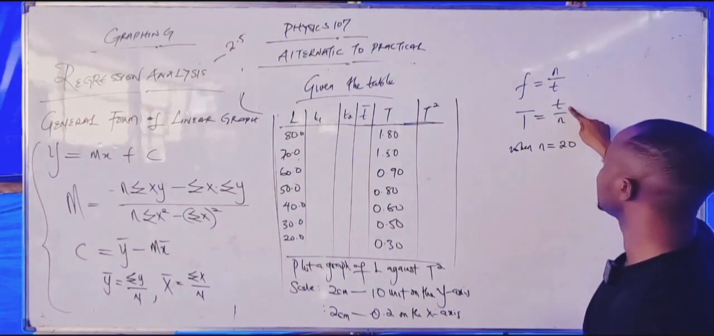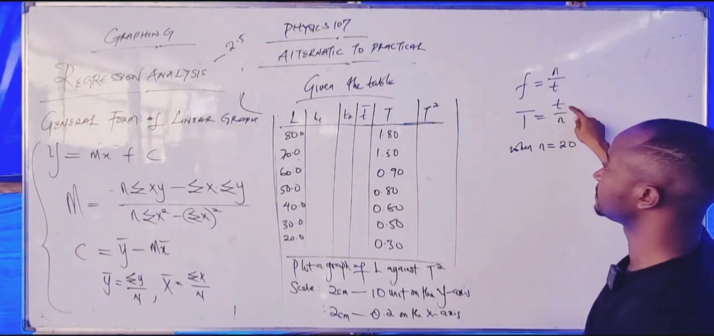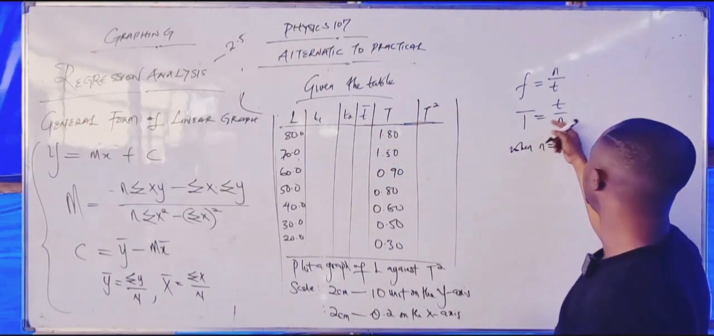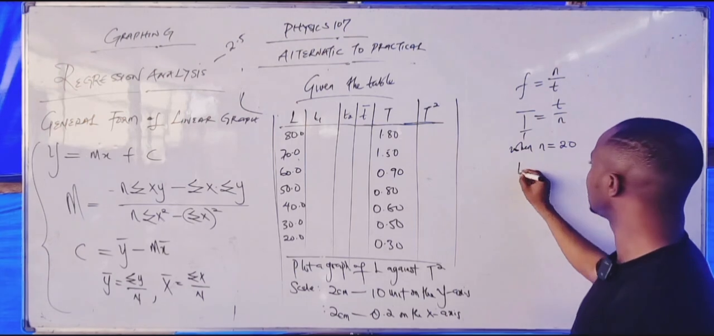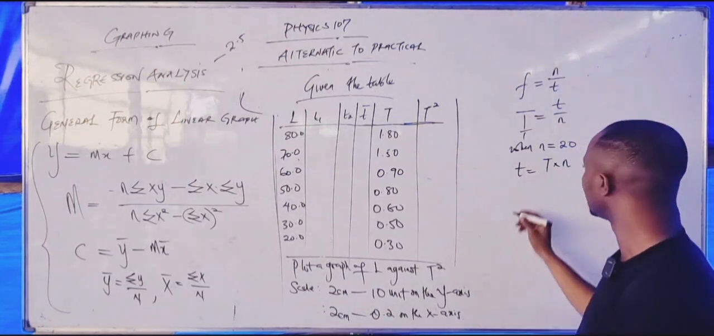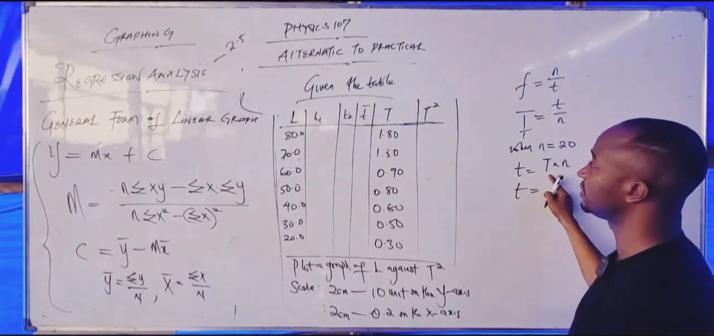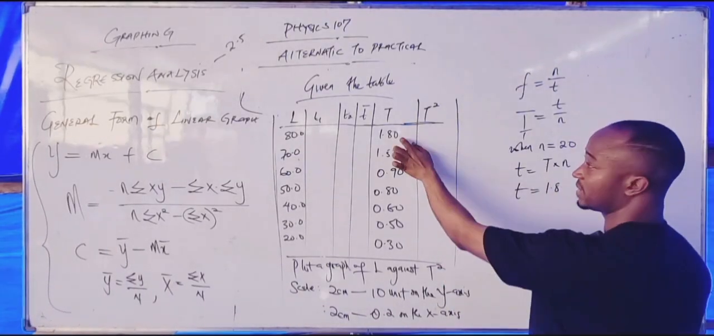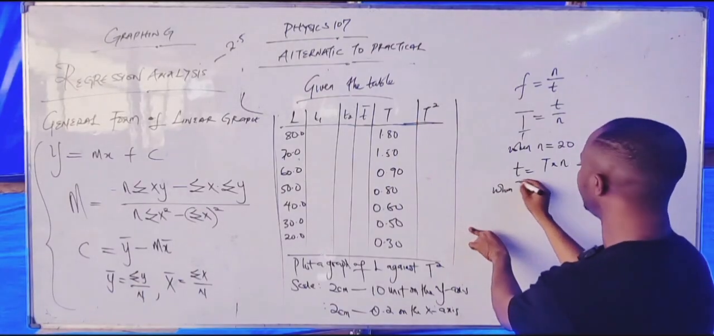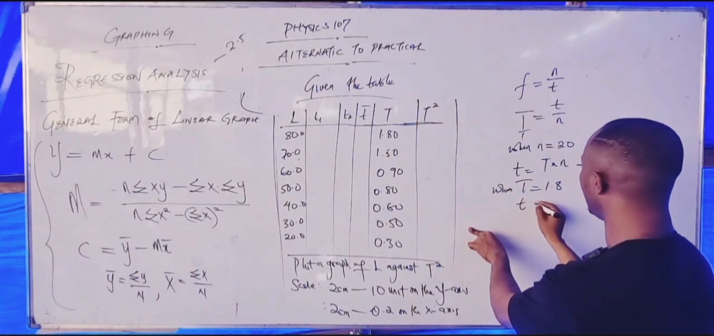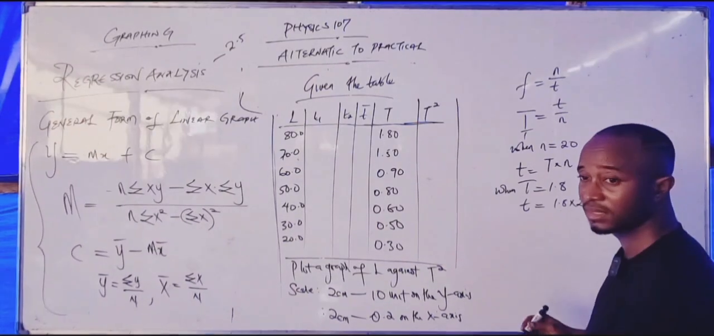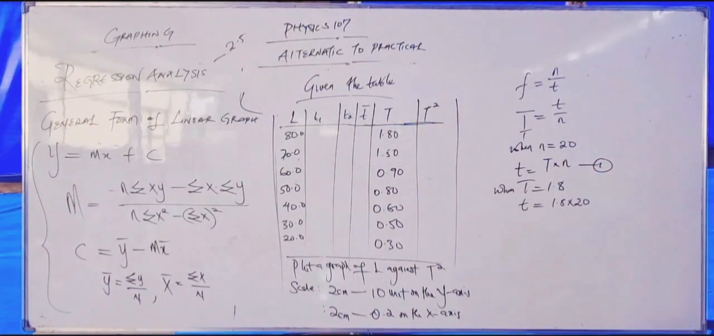Now look at this. This T here represents the average. Are you following? That means I'm going to make t the subject. So my small t becomes my big T times n. What is our big T? 1.8 for the first one. So I'll come here, let's say question 1. When big T equals 1.8, what's our small t? 1.8 times 20, right? So that will give us what?